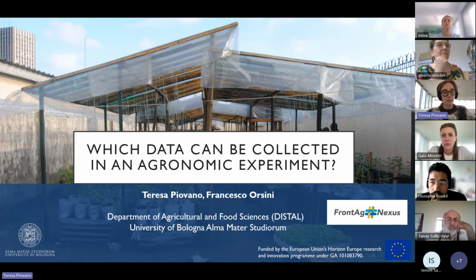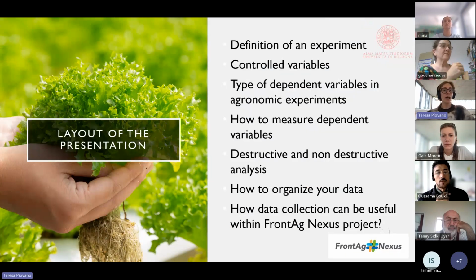In the following presentation, I will start defining what is an experiment. So starting from the beginning, then we will talk about the variables, different kind of variables. So the controlled variables, the dependent variables, and the independent variables.